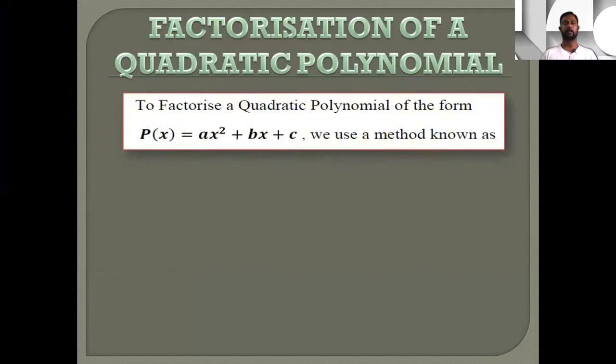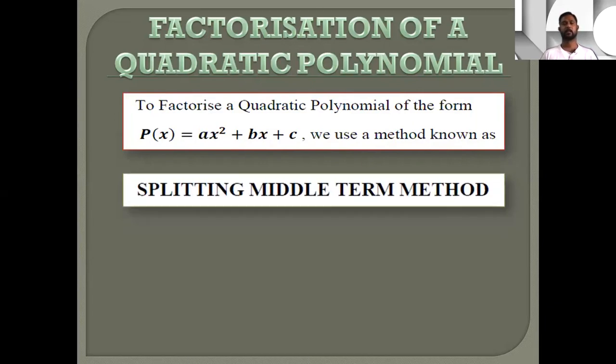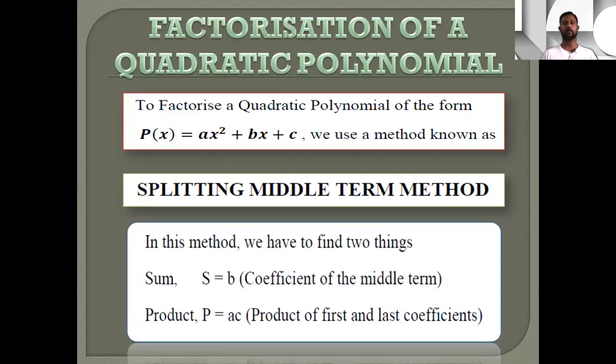To factorize a quadratic polynomial of the general form p of x is equal to ax square plus bx plus c, we use a special method known as splitting middle term method. This section is about how to use splitting middle term method. In this method, we have to find two things. Note that you have to find two things.